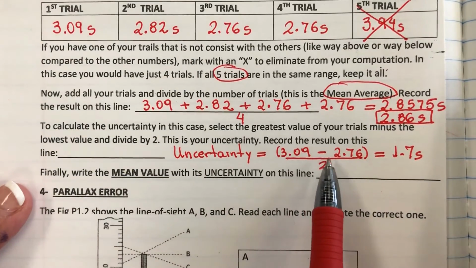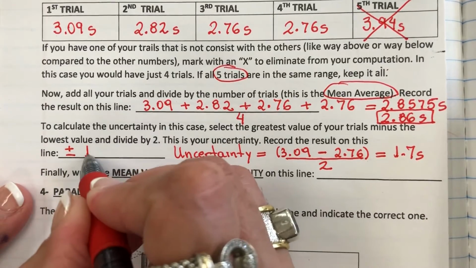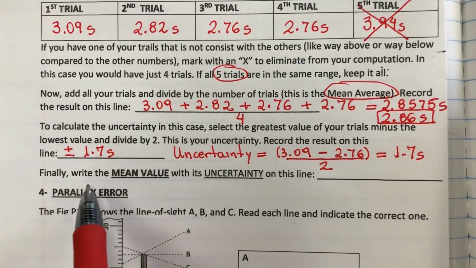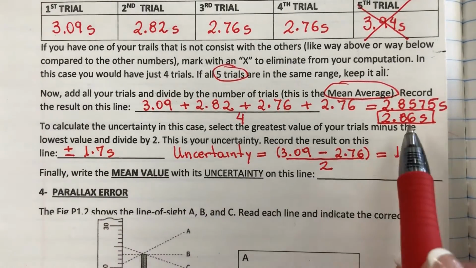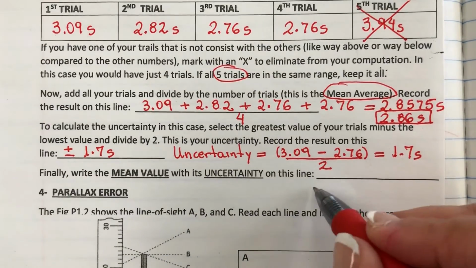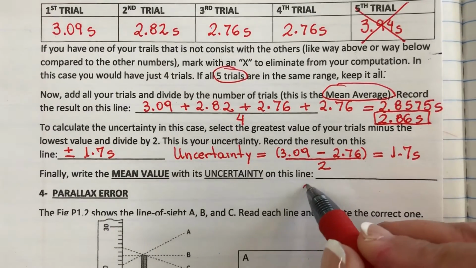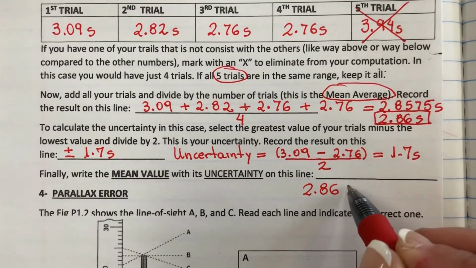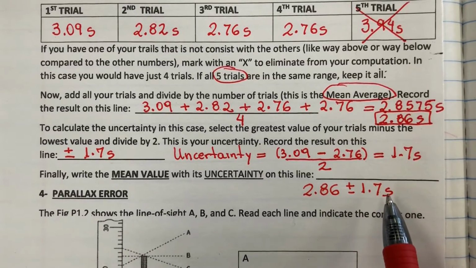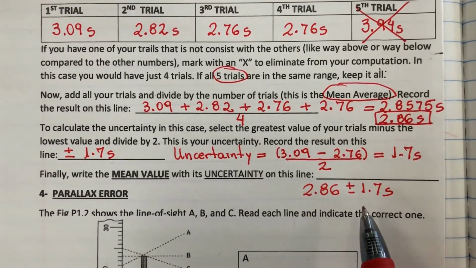Now remember, the uncertainty is written with plus minus and the value of my uncertainty, which is 1.7 seconds. Now finally, I'm going to write my mean value, which is this, with its uncertainty on this line. I'm going to write it down here so we don't get a blend of numbers. So my mean value is 2.86 plus minus 1.7 seconds. Notice that the unit for time is second. I'm using it just for the uncertainty.